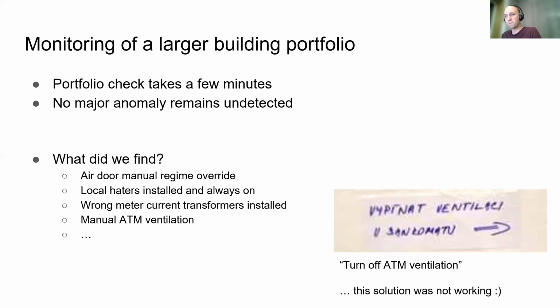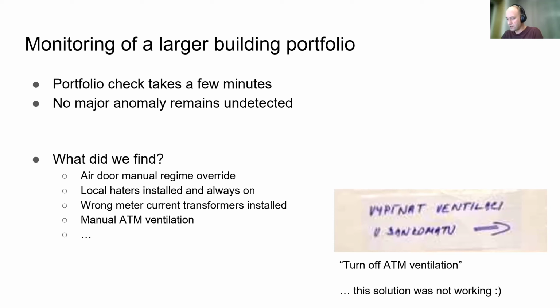What did we find? You can expect some usual suspects. So manual regime override, local heaters. For us it was surprising, for example, this wrong meter current transformers installed. And there are also some funny things. Unfortunately, this is in Czech, but I provided the translation. This is what we received from the technician on site. He sent us this photo of a note saying, turn off the ATM ventilation. And this solution was definitely not working, because we found this as an anomaly, because nobody was turning the ATM ventilation off.